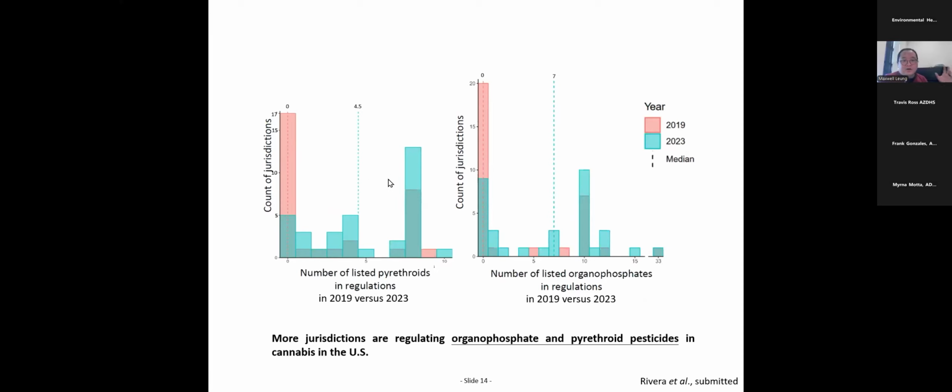You can see that for both classes of pesticide, pyrethroid and organophosphate, there is a shift, right? If you look at the red, in 2019 the median is 0. Most of the states in 2019 actually did not regulate these two classes of pesticide for some reason. But 5 years later, you see that there is a shift. Most of the states regulate more than 4 pyrethroid pesticides and 7 organophosphate pesticides. And as I will show you in a bit, there is a potential mixture effect of cannabinoids and organophosphate pesticides. So this is an area where there are a lot of changes, with the cannabis industry operating in many states now.